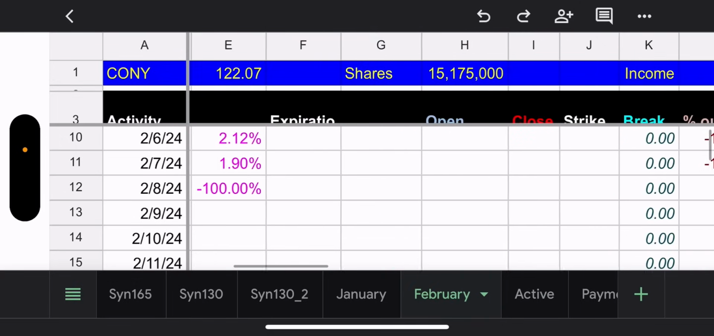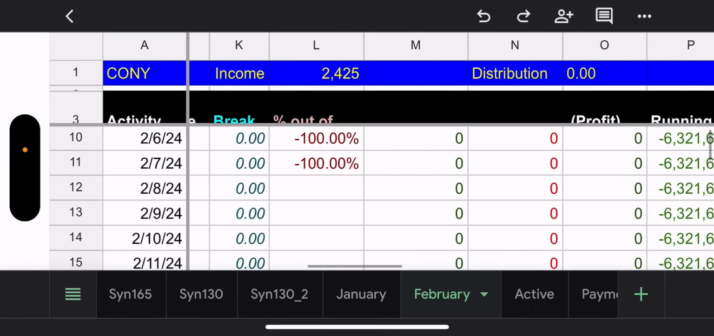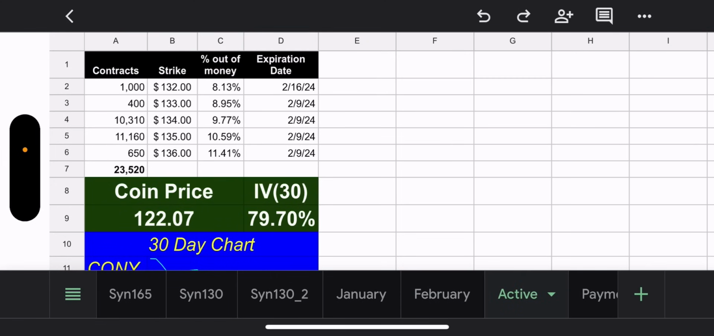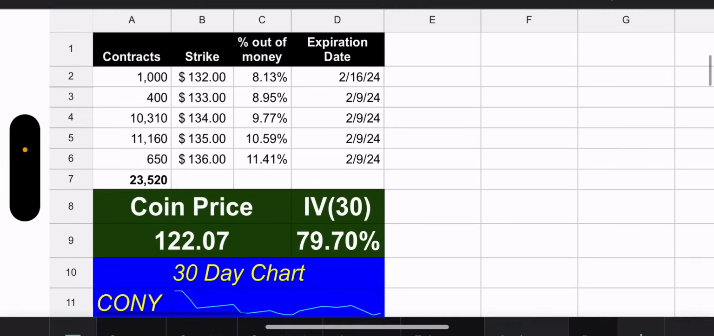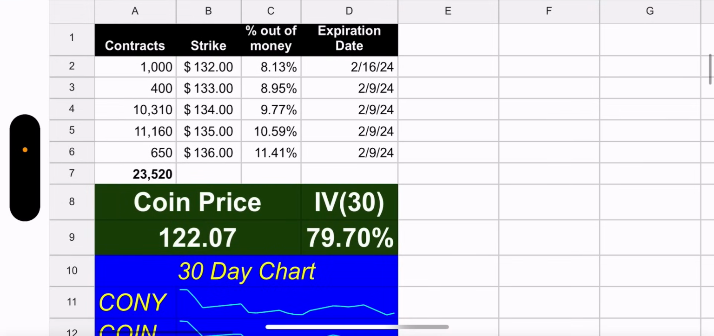And by the way, outstanding shares is at 15,175,000. Total income, 2,425. Again, no new contracts, so no change to the weekly calls. But I did remove the 310 contracts, so that was a change, actually. All right, here we go. We have 23,520 weekly call contracts open. But again, a different amount on the synthetic.